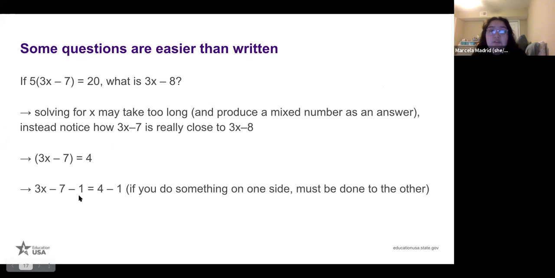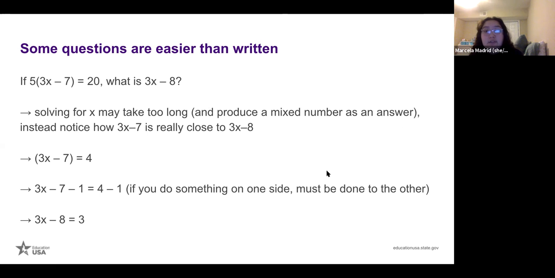To get from minus 7 to minus 8, you need another minus 1. So subtract 1 from both sides, and there you have your answer: 3x minus 8 equals 3. You never had to solve for x, actually. All you did was see how those two are similar and get to 3x minus 8.